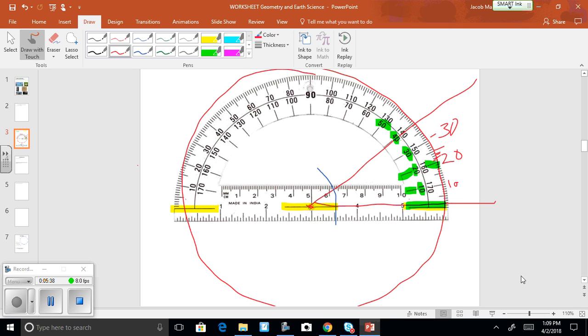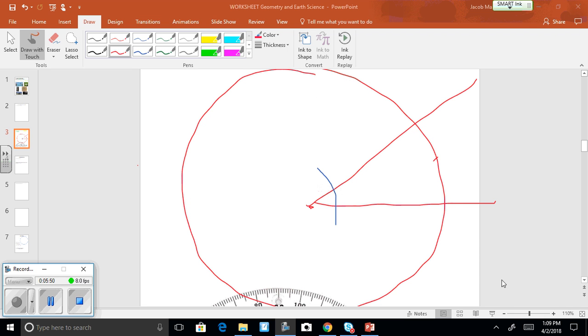And if you look pretty closely at my image right here, you'll see that it's right before the 40. So the angle roughly here is around 39 degrees. Okay, so we got an angle of about 39 degrees right here. All right, so that's step number one, pretty simple.